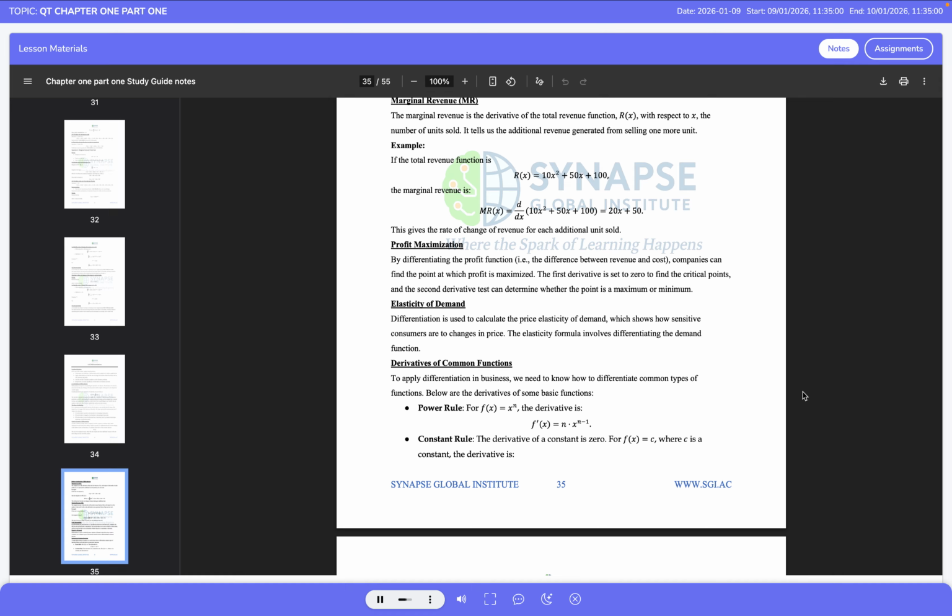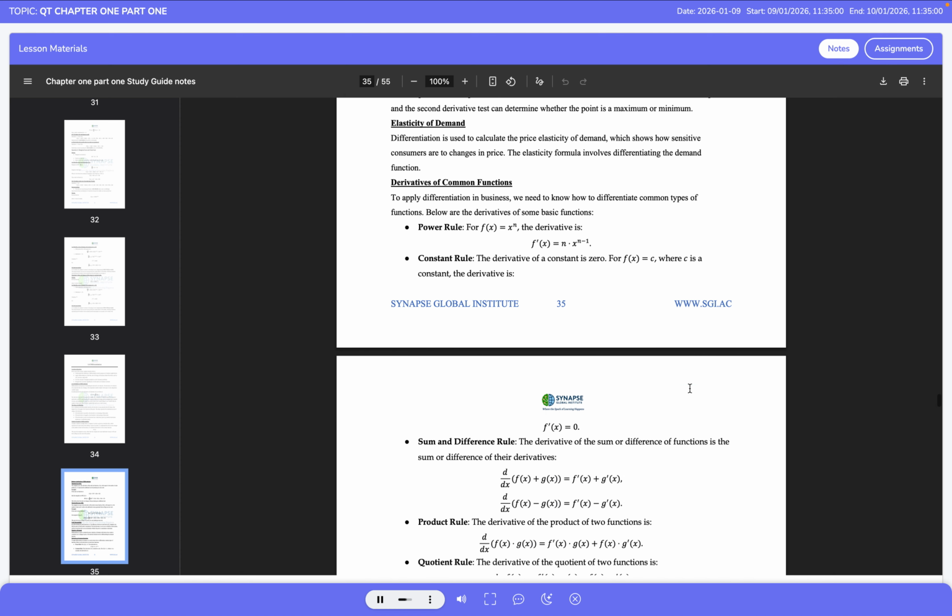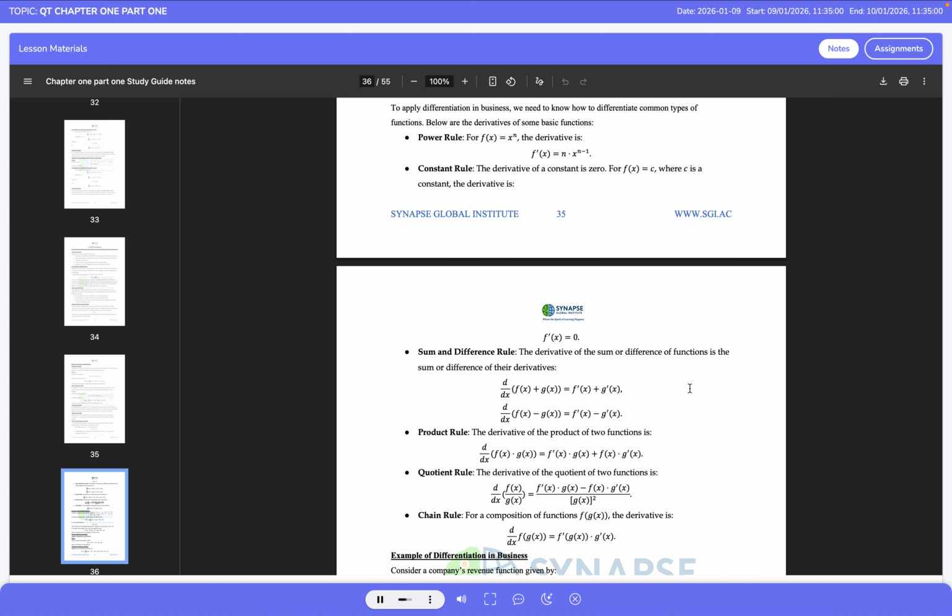To apply differentiation effectively, we need to understand the derivatives of common functions. The power rule states that if a function is x raised to the power n, then its derivative is n multiplied by x raised to the power n minus 1. The derivative of a constant is 0. The sum and difference rule states that the derivative of a sum or difference of functions is the sum or difference of their derivatives. The product rule states that the derivative of the product of two functions is the derivative of the first multiplied by the second, plus the first multiplied by the derivative of the second.